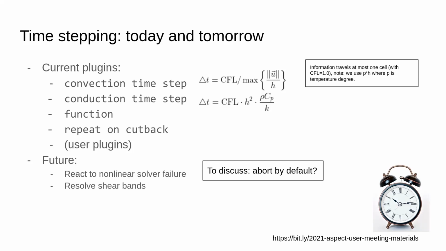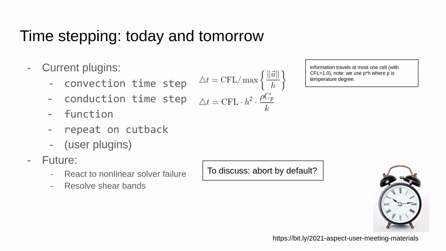And this ensures that when you refine your mesh, you make smaller time steps, and it ensures that you don't have a plume that basically runs out of your refined area too quickly if you use mesh adaptivity. But it's not required to use that. So that's for convection, right?